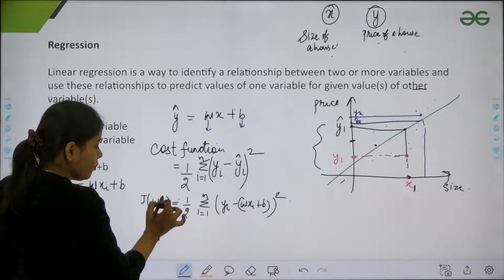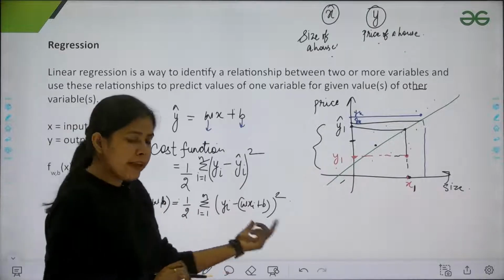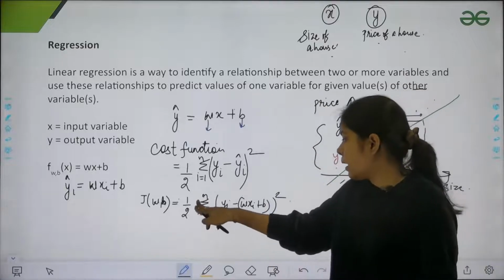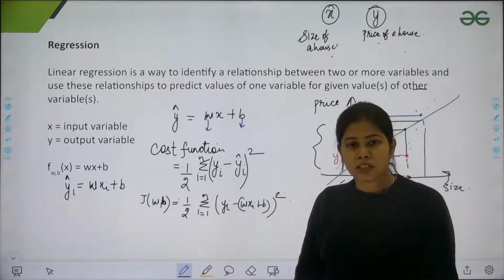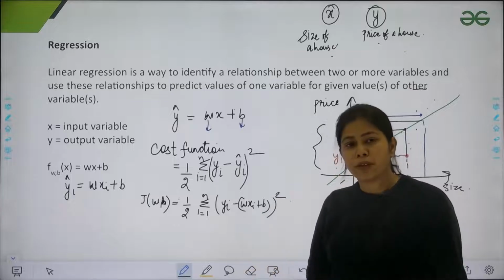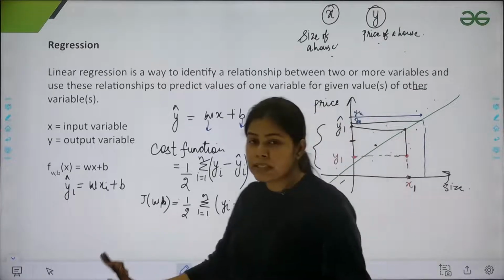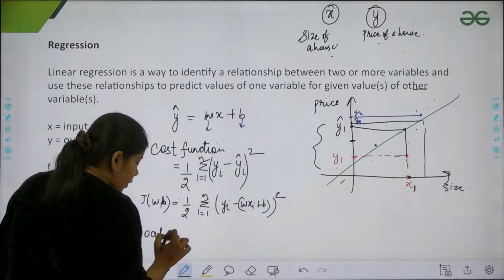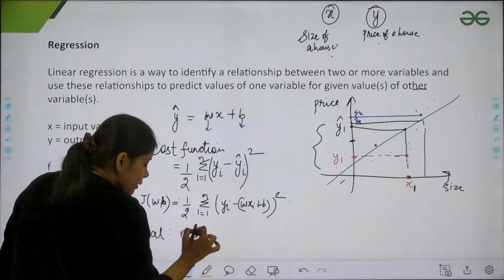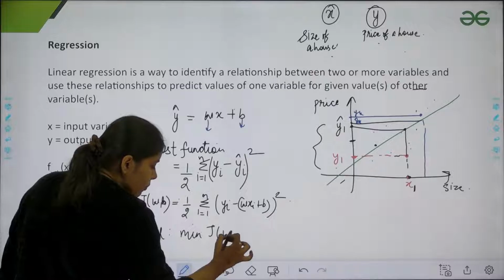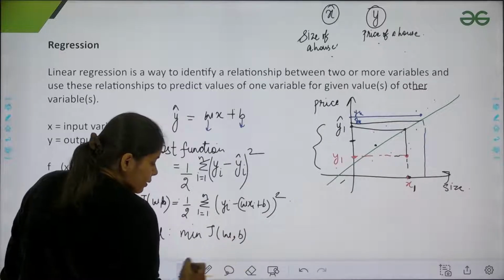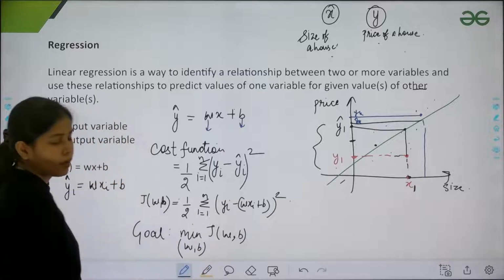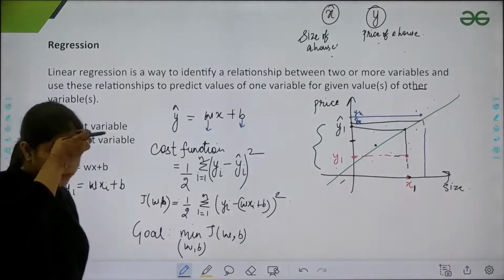This is a function of w comma b, because yi and xi are the known values. We have to minimize this J(w,b). What is our main goal here? The main goal is to minimize J(w,b), and we have to find the values for w and b.